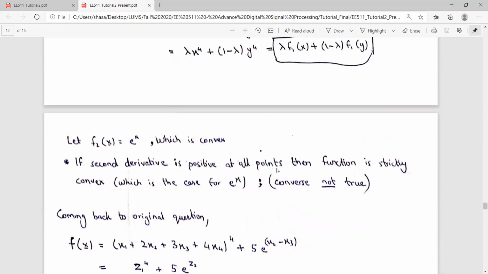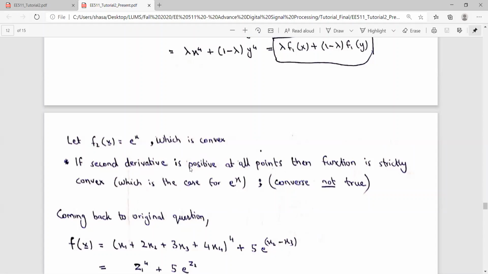So this is a property which is often utilized for proving convexity of simple expressions. But here once again I stress that the converse is not true. So it isn't like you get an expression in the exam, the second derivative is not positive at all points, and you say that it is not convex. So this does not hold.